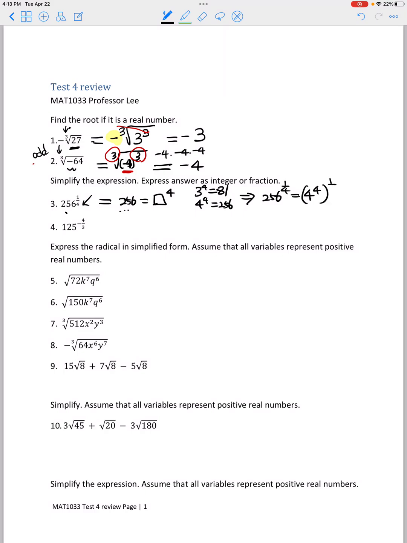Then the outside power becomes 2, and you need to take the product of those two. 4 times 1 over 4, you get 1. So the final answer is 4 to the 1 power, which will be 4.